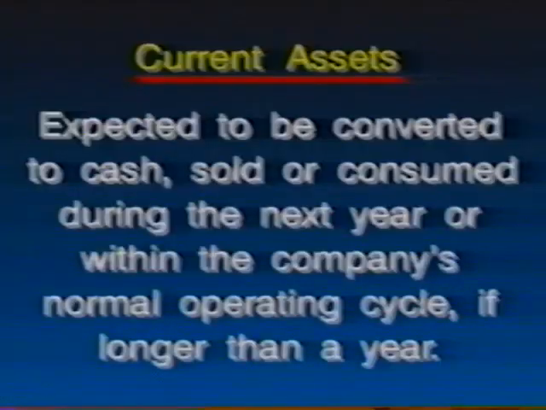The operating cycle is the time span during which the cash is used to acquire goods and services that are sold to customers who in turn pay for their purchases. Current assets are expected to be converted to cash, sold, or consumed during the next year or within the company's normal operating cycle, if that's longer than a year. The current assets for the Ibsen Advertising Agency are cash, accounts receivable, notes receivable, interest receivable, and office supplies. These are listed according to their liquidity.